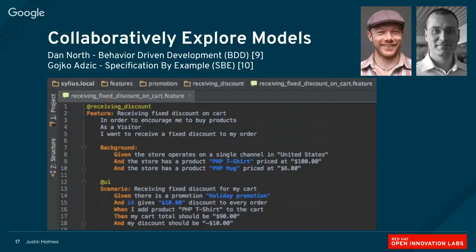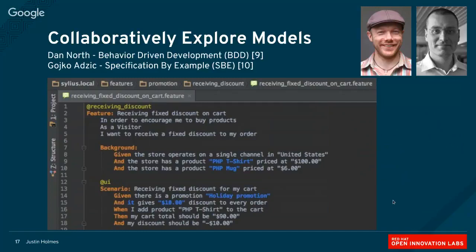And so here I've actually got a feature that looks potentially similar to the one we just discussed. This is the idea of adding an item to a cart. If you look at the scenario down here at the bottom, it says, given that there's a holiday promotion and it gives a $10 discount to every order, when I add a product to the cart, here it's a PHP t-shirt, then the cart total should be $90 and the discount should be -10.